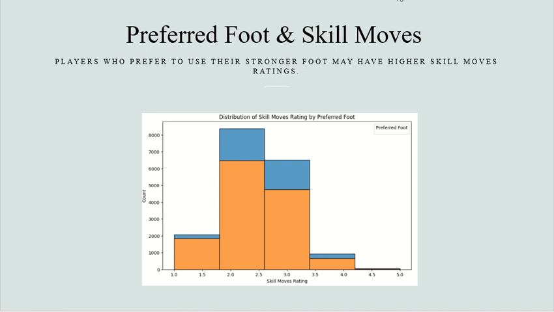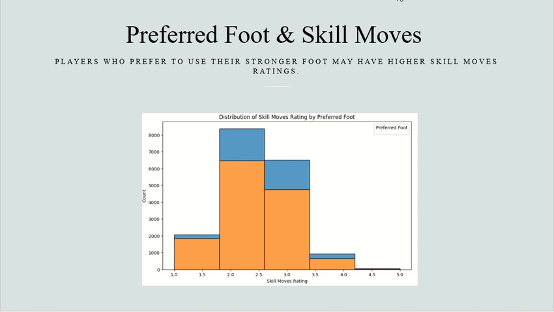Skill moves rating of 1 to 5 is represented on the x-axis. Higher values show better skill moves. On the y-axis, the frequency of players in each skill level is indicated. Bars are color-coded with orange ones representing players who prefer the right foot and blue ones representing the players who prefer the left foot. For lower skill move ratings, there are significantly more blue bars, showing that a greater proportion of them have better skills.